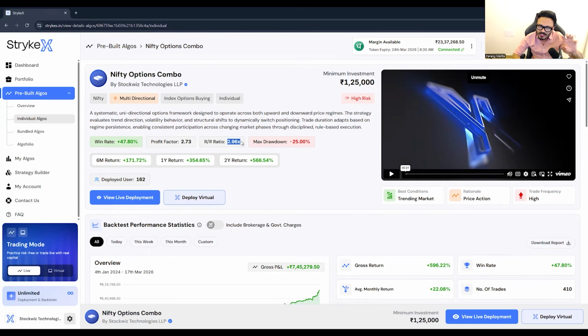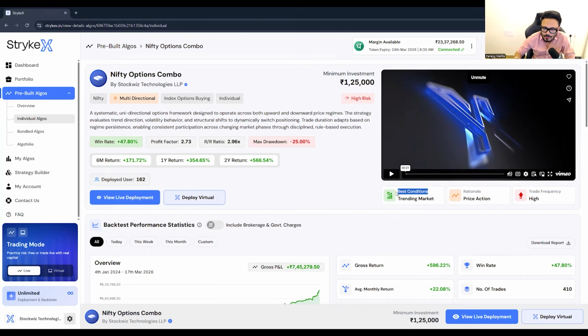But you have a low win rate strategy like the Nifty options combo, which works 50% of the times. You will see that for every 1 rupee we are risking, we are making 2.96 rupees. Now you will also see the maximum drawdown here. So this tells you that 1,25,000, cut 25%, is what you can lose at max, worst case scenario, right?